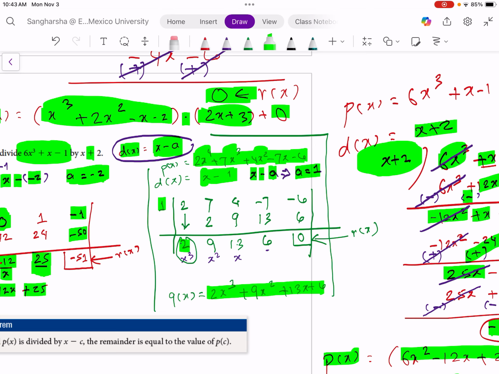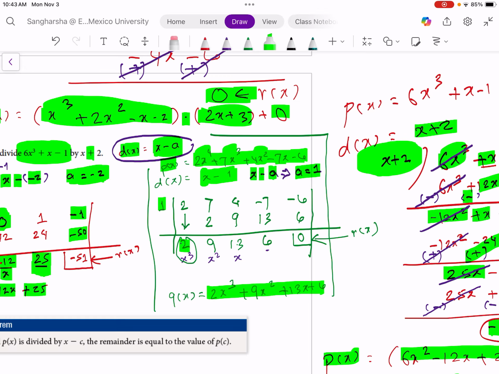Now in this case, is our divisor x minus 1 a factor for this polynomial p of x? It is a factor, right? Because we have remainder equals 0. Okay, any question up to here?